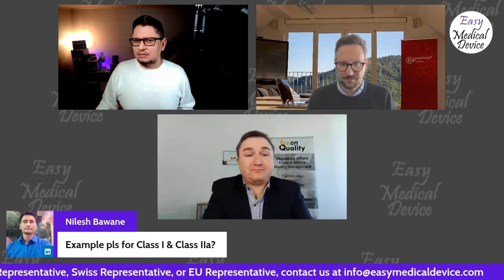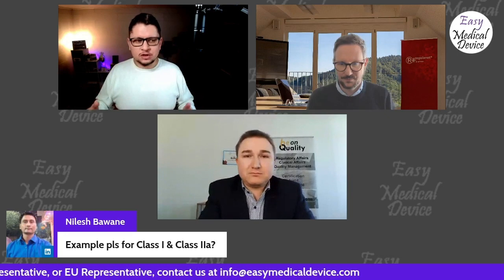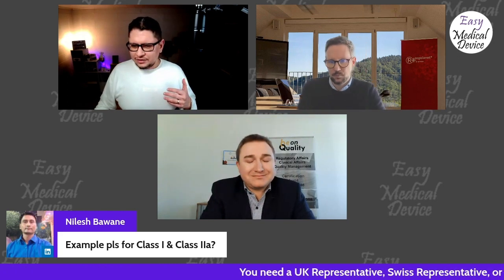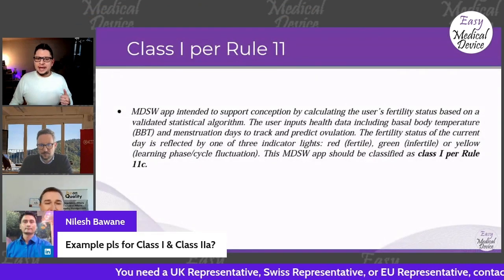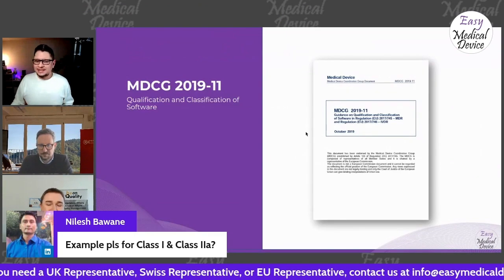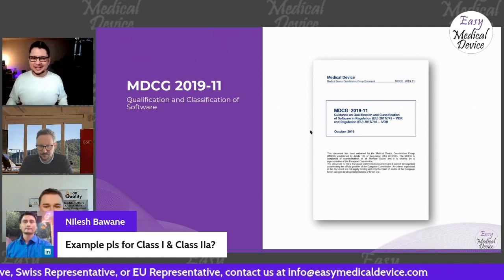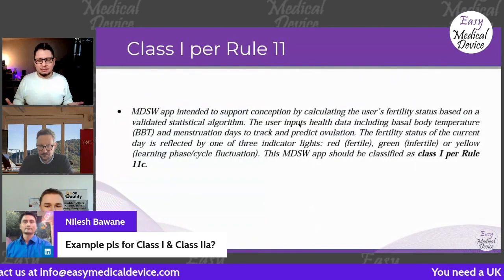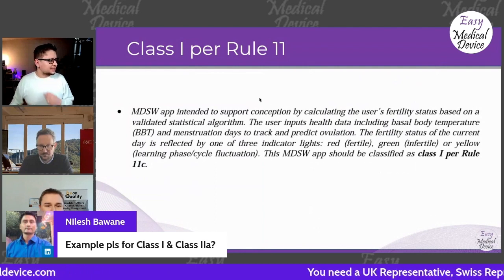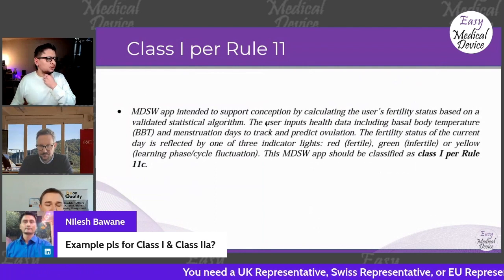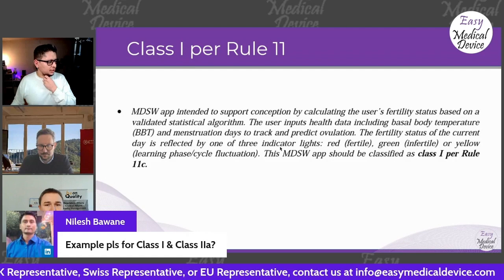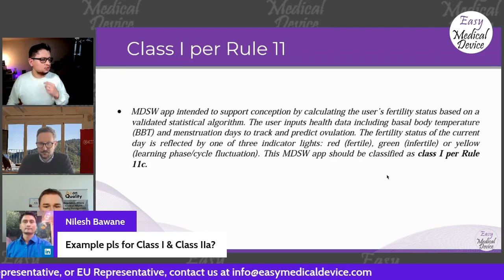So another question here, which is more about some examples. From Milesh: can we just provide, as information, only a few examples of what is a class 1 and class 2A? The reason is, I will just give you that line here. We have the MDCG guidance 2019-11. This is our guide for software qualification and classification. When you look inside, they give you some examples. And the only example that we find, for example, for a class 1, is this example of a medical device software intended to support conception by calculating the user's fertility status, etc. It even gives some indicators like red, green, yellow. And then it's a class 1 per Rule 11C.